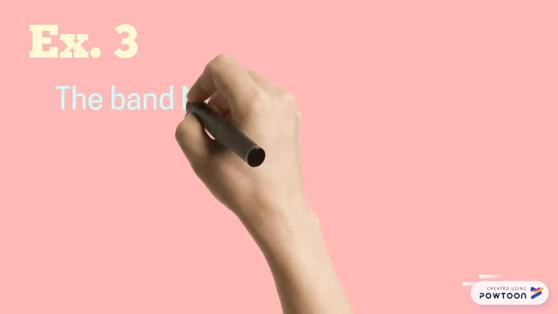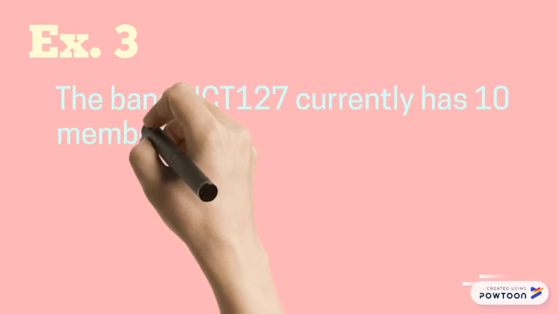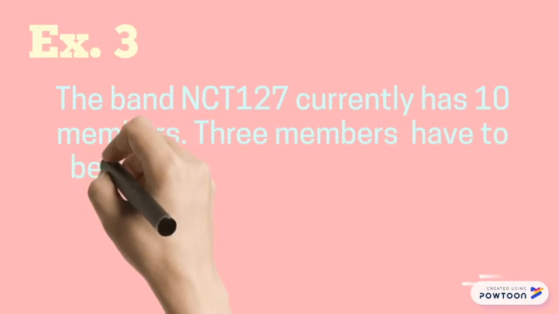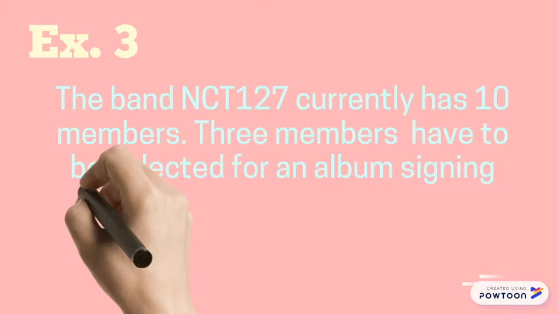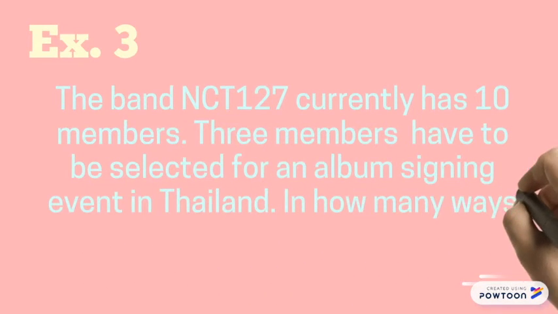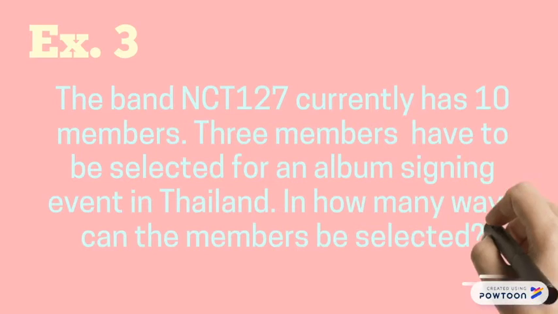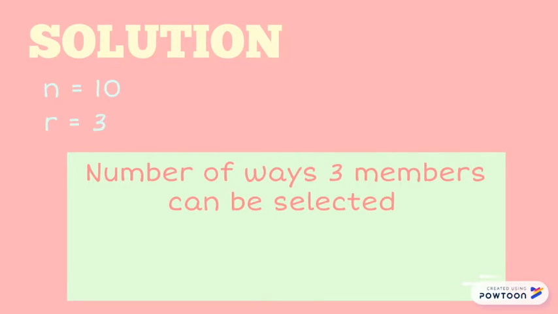Example number 3. The band NCT 127 currently has 10 members. 3 members have to be selected for an album signing event in Thailand. In how many ways can the members be selected? So the solution is, there are 10 members of NCT 127 in total and 3 are selected for an event. Now we know the values of n and r, so substitute the values in the formula. Then we will get 604,800 ways.